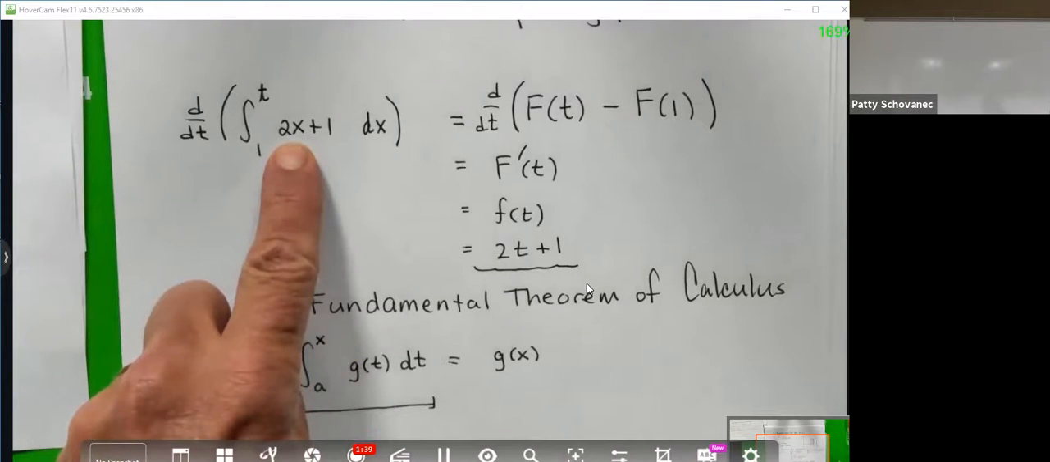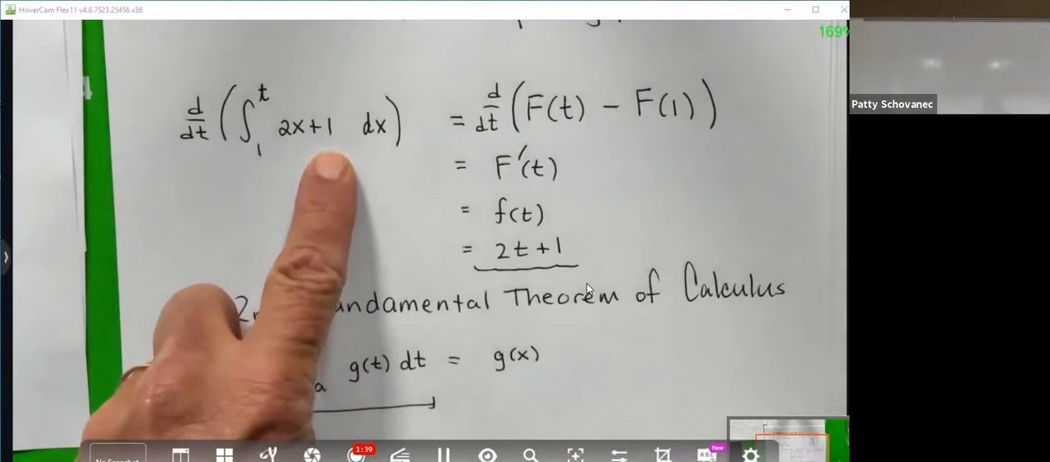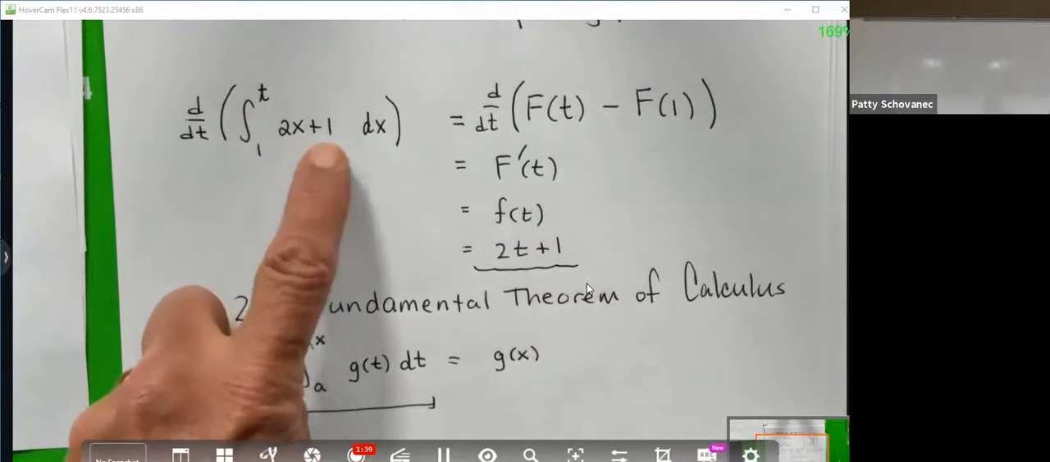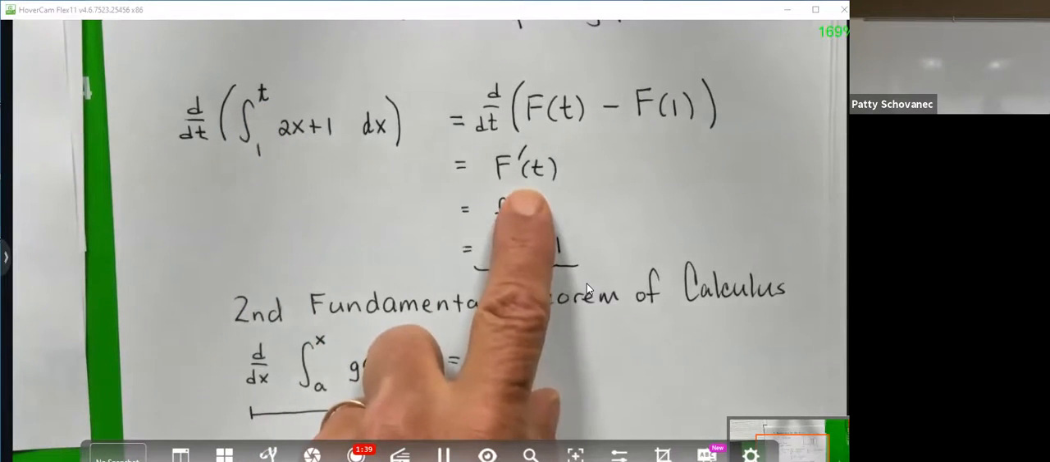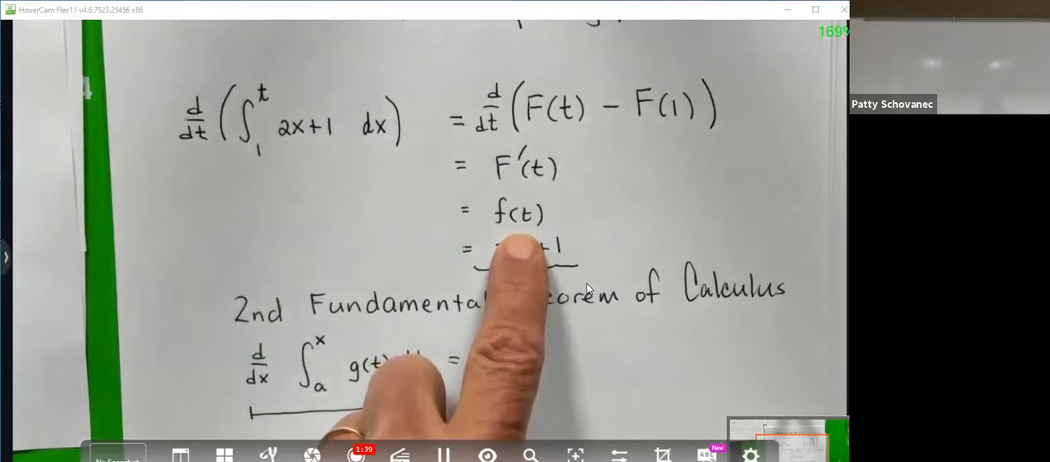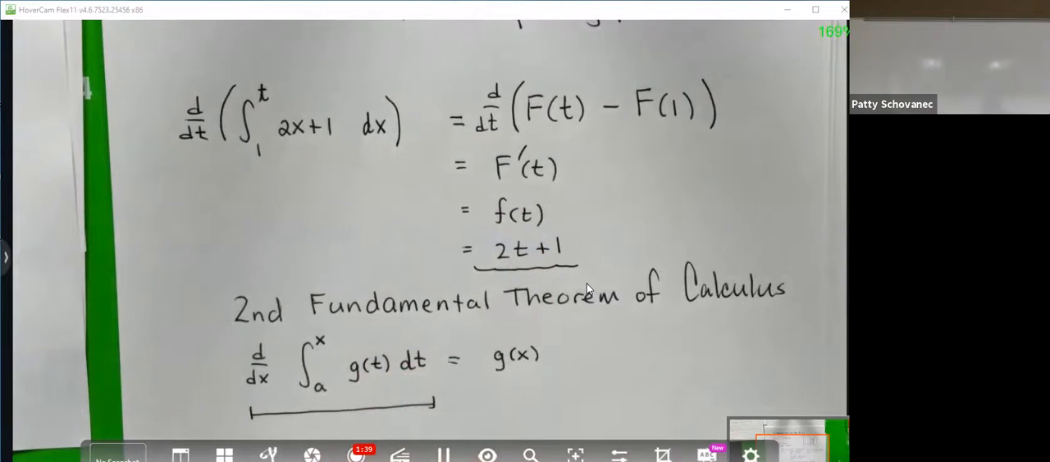I can get x squared plus x. So when I put this in there, I get t squared plus t. The derivative of t squared plus t is 2t plus 1. But if this is something I can't compute, and I want to take the derivative of an integral, these two operations kill each other. We get this function back, but as a function of the upper limit.